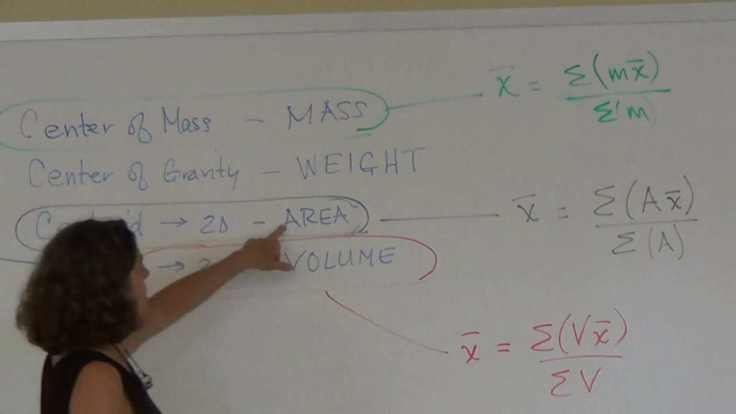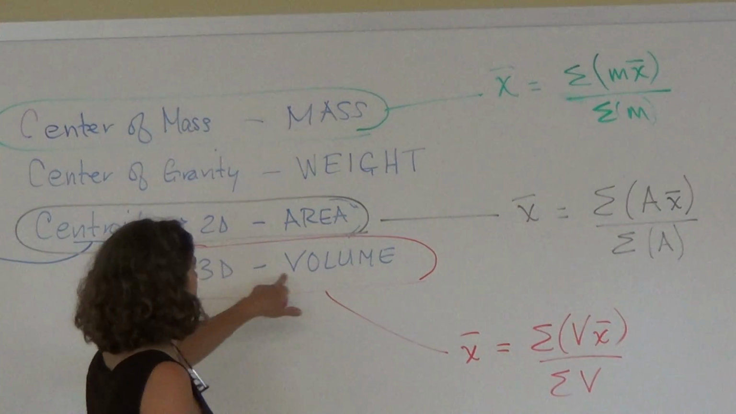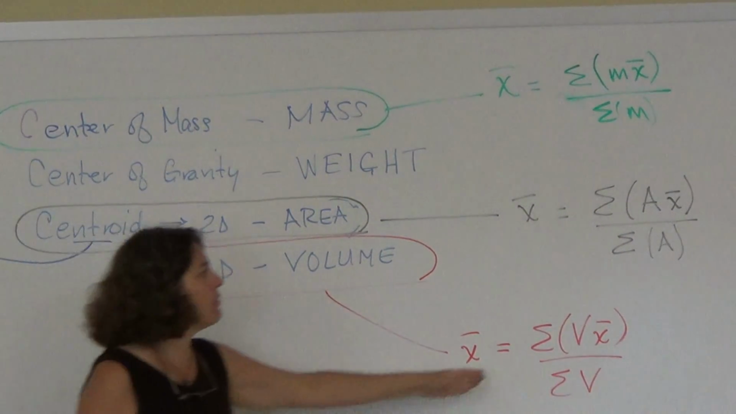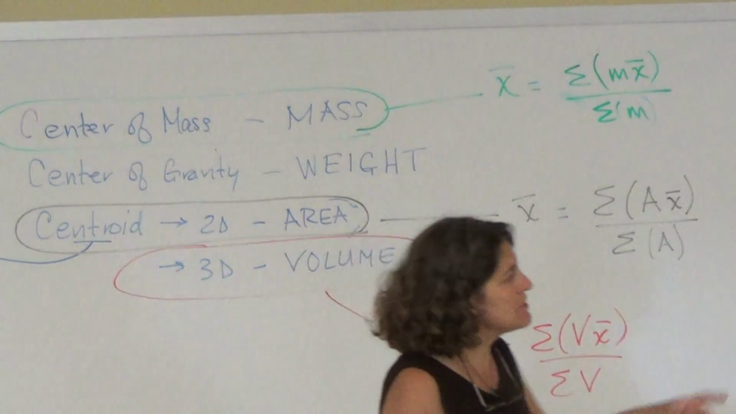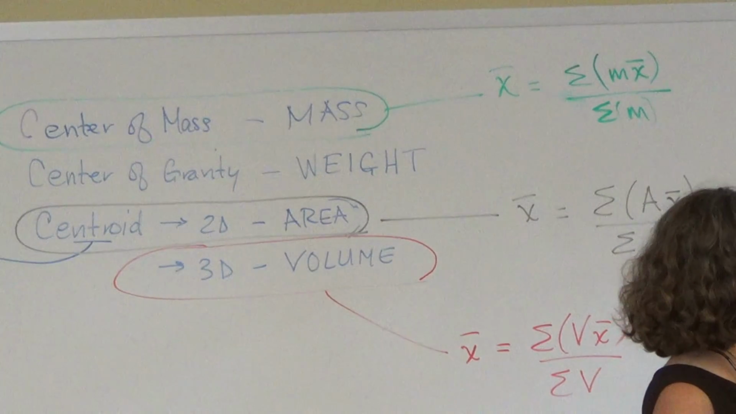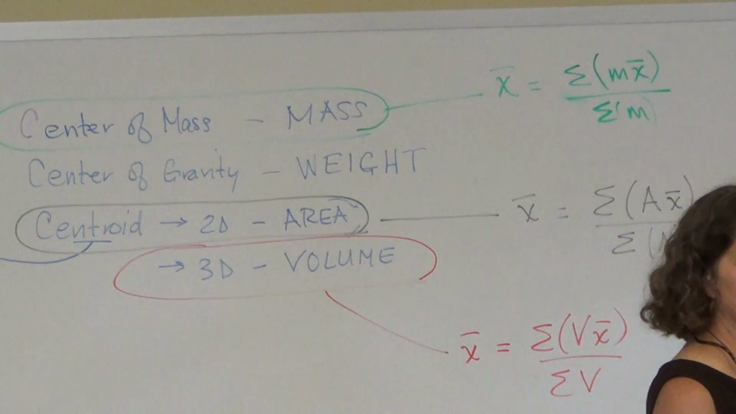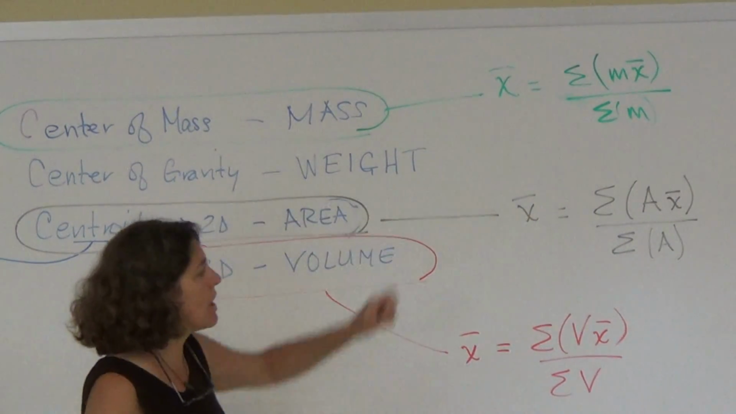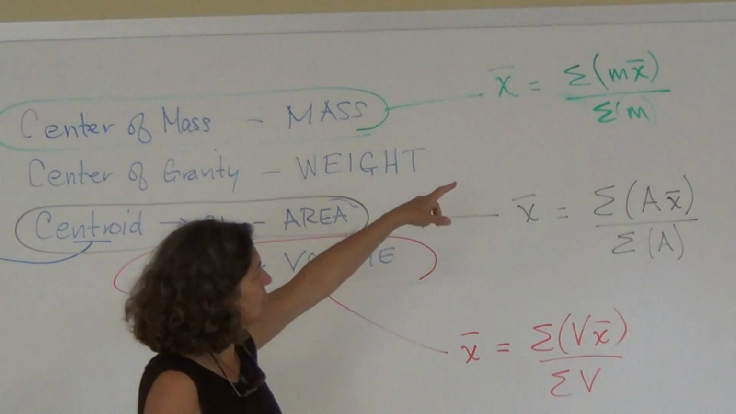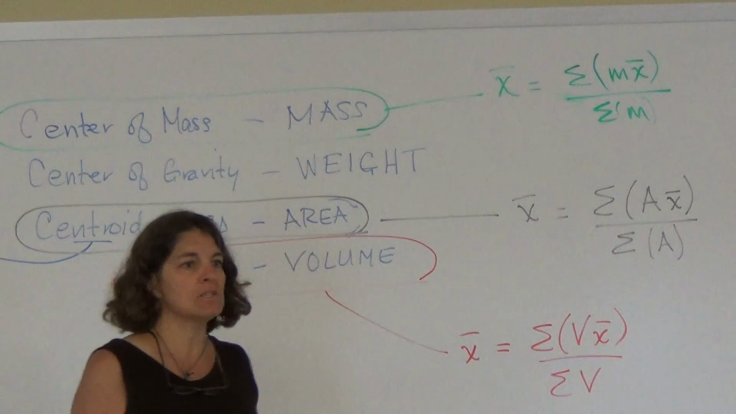If it's 2D, we know we're dealing with area. 3D, we're dealing with volume. And these are the only equations we're using. If it's center of gravity, we're summing up the weights times the distances and dividing it by the weights. If it's center of mass, we're summing up the masses times the distances and then dividing by the mass. For areas and volumes, it's the same equation.